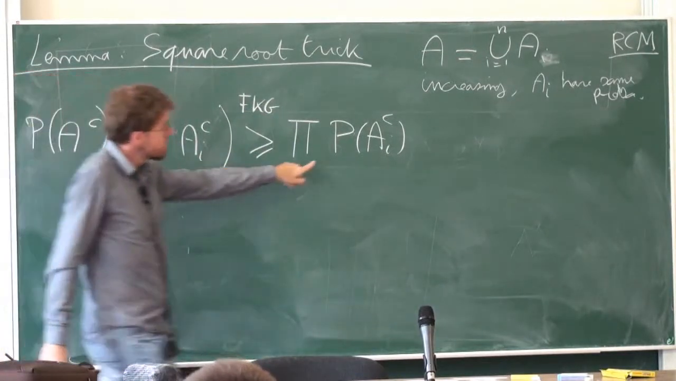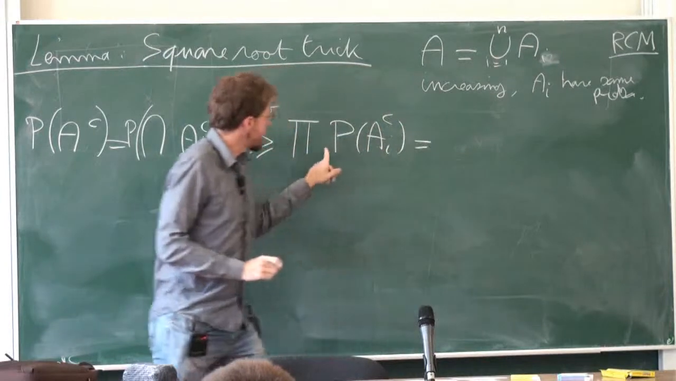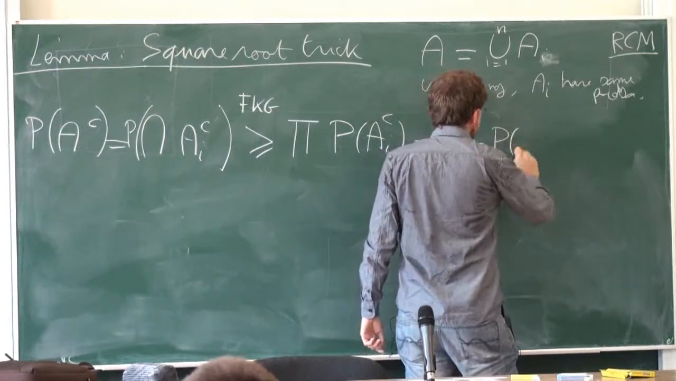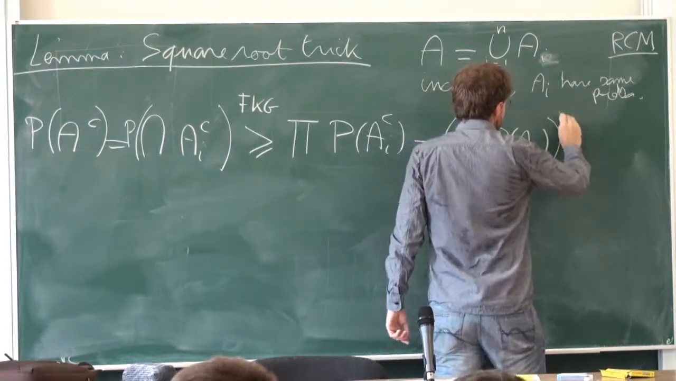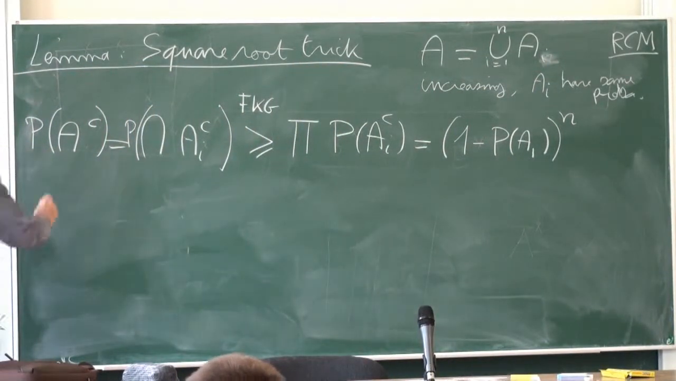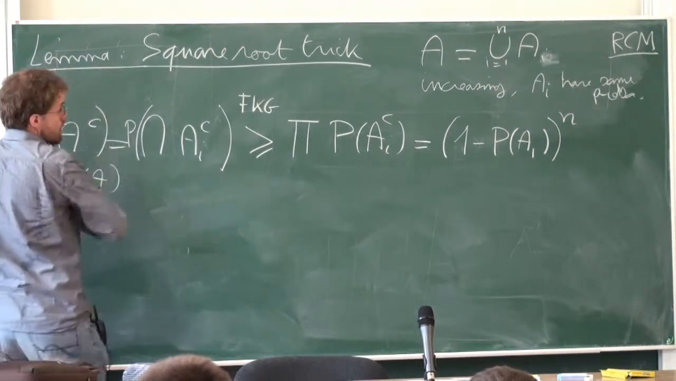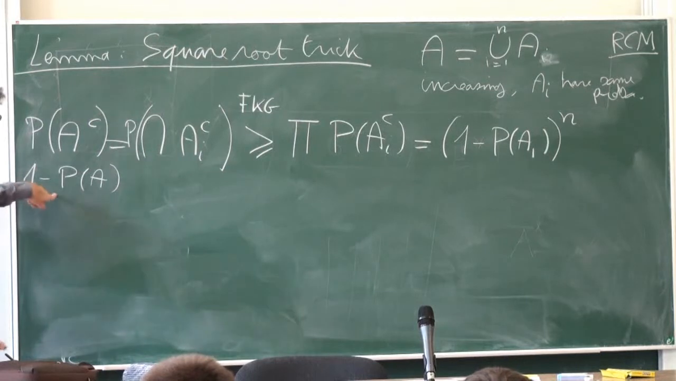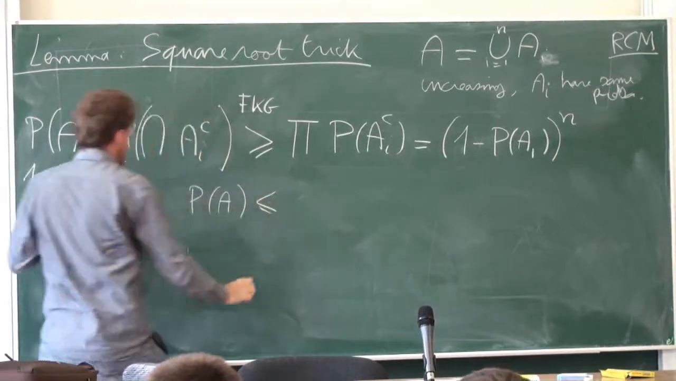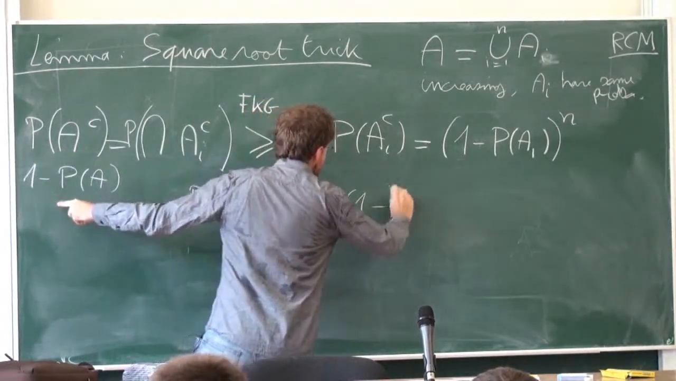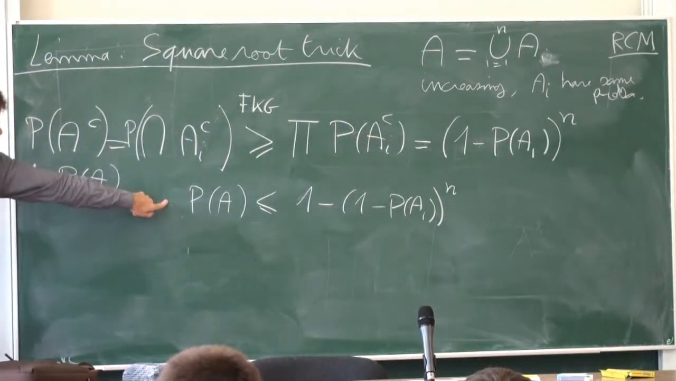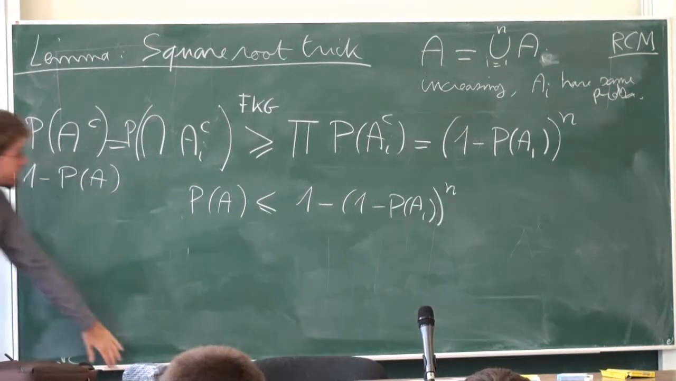So this is the product of 1 minus P of A_i, and they have the same probability. So this is 1 minus P of A_1, to the power n. And this, on the other hand, is 1 minus P of A. So now what you get is that 1 minus P of A is bounded below by 1 minus P of A_i to the power n. This is the statement of FKG, reshuffled a little bit.